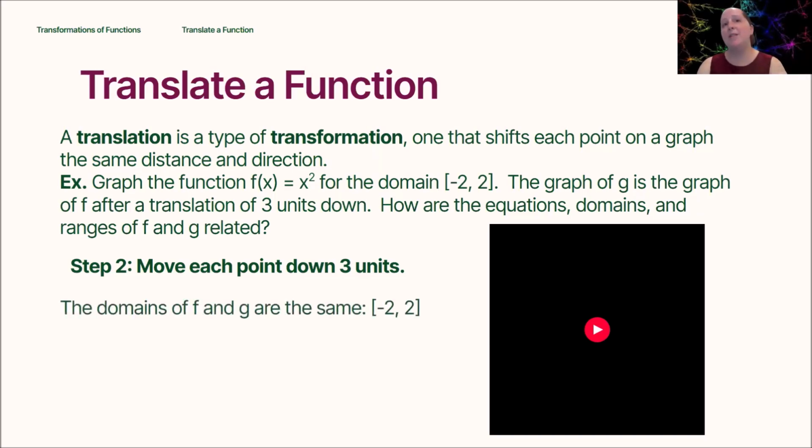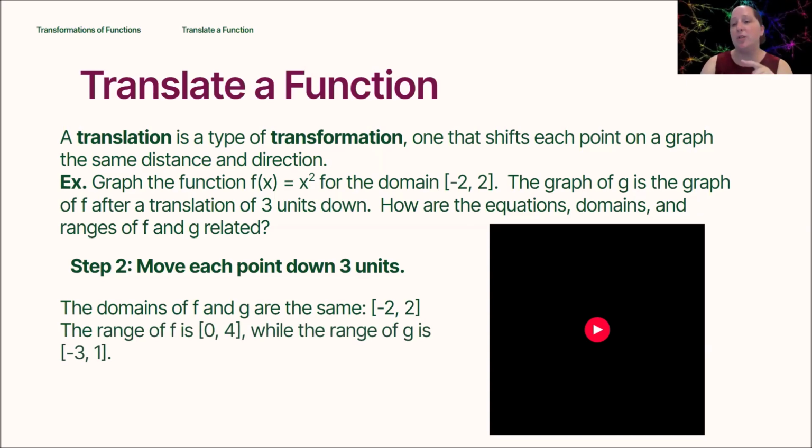Okay. The domains of f and g stay the same. Okay. I didn't move side to side. I just moved up and down. My range is going to change. My range for my original function was 0 to 4. Okay, so the lowest point on that graph was 0. My highest point was 4.